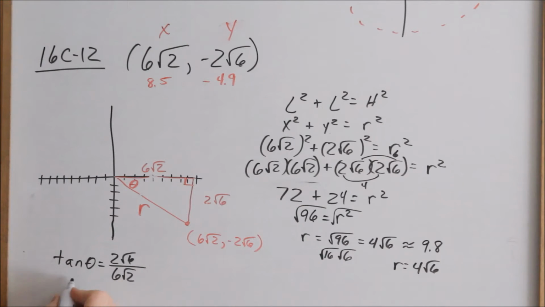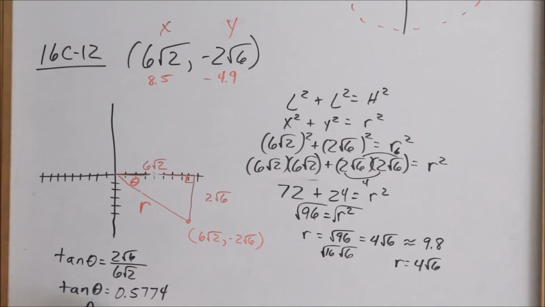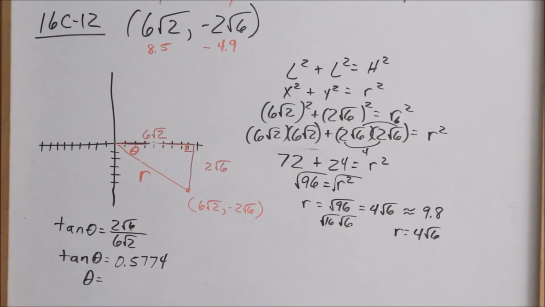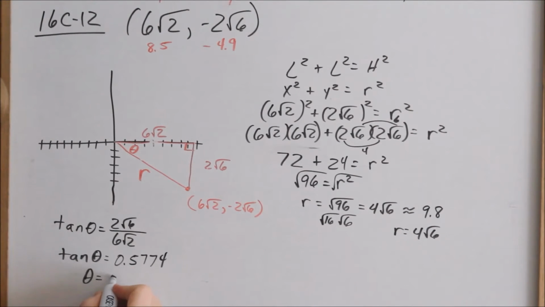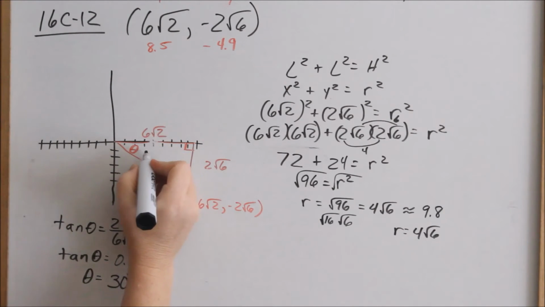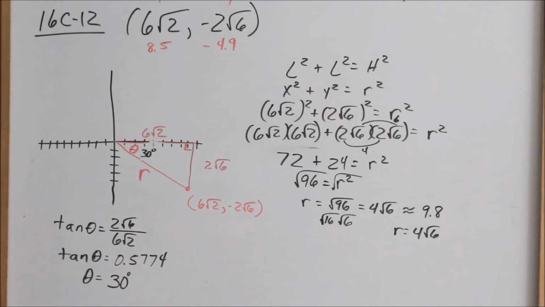Yes, you can turn those into decimals. So it turns out that tangent theta comes out to 0.5774. Taking the arc tangent to solve for that angle, 30 degrees. If you used the decimals, you probably wouldn't get this exact 30 degrees. So this angle is 30 degrees, okay?